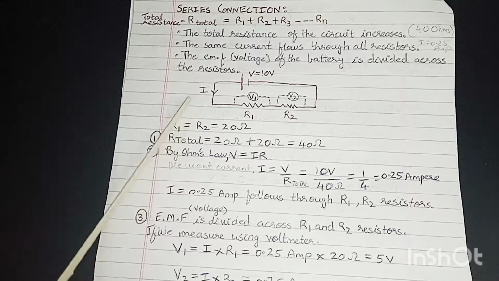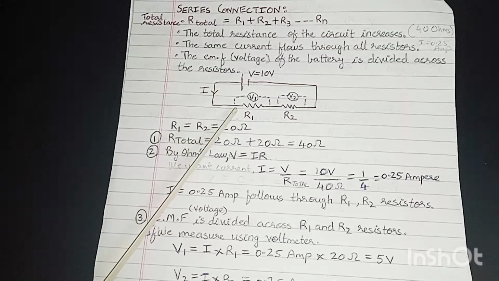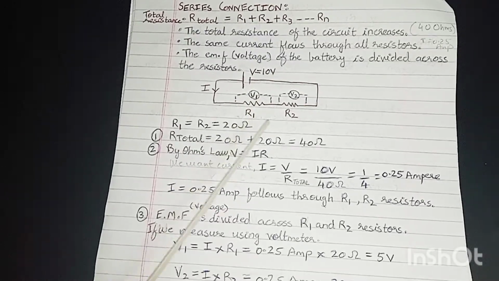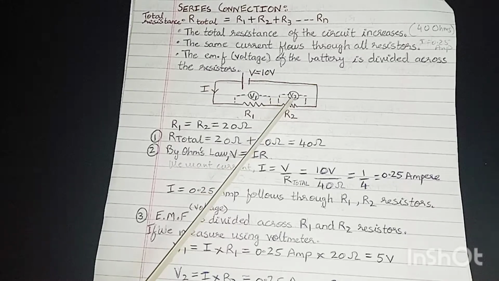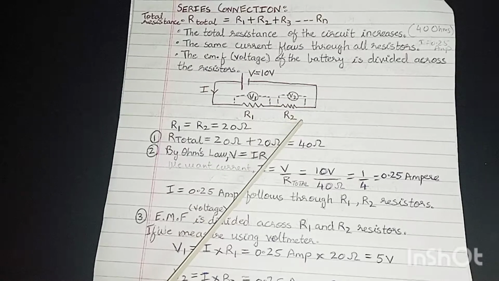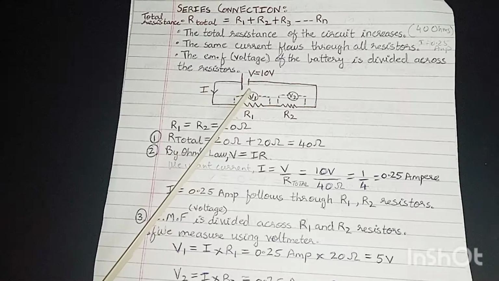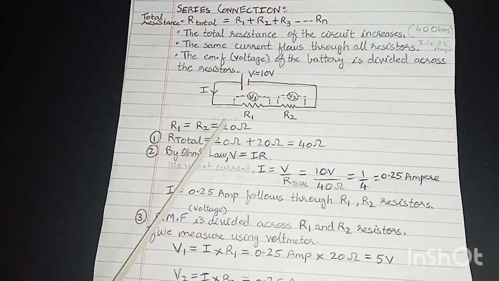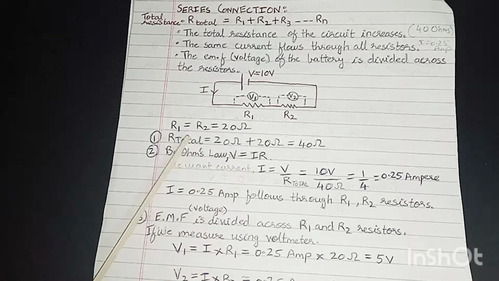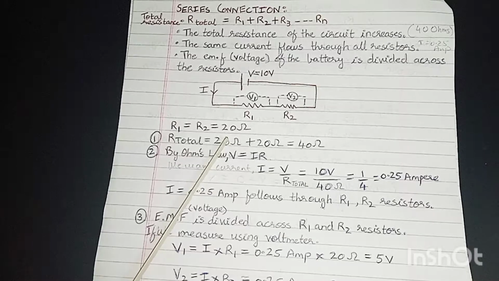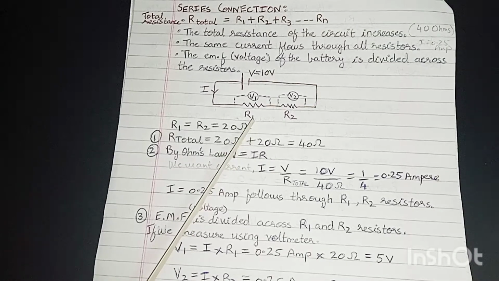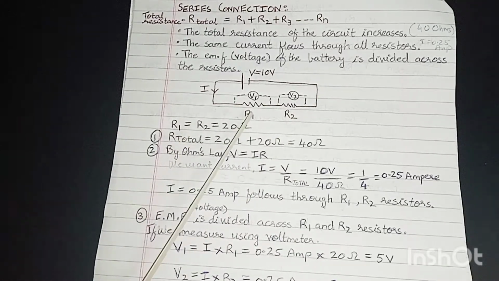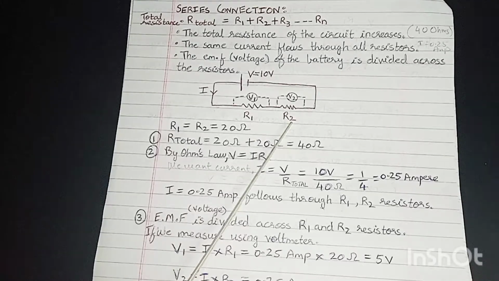Okay, so the current I flows over here, and this is the voltage V1 across R1 resistance and this is the voltage V2 across R2 resistance. The total voltage is given as V equal to 10 volt. Now let's suppose that R1 and R2 are equal to 20 ohm. Sorry, R1 is equal to 20 ohm, R2 is equal to 20 ohm.